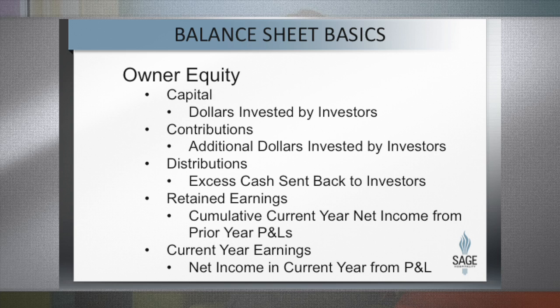The other component of owner's equity is retained earnings and net income. Your retained earnings will equal the sum of all the net income of all the years since the purchase of the property. So if you go from the beginning, add up every year, that's your retained earnings. Your current year is obviously your net income from your income statement of just that year.